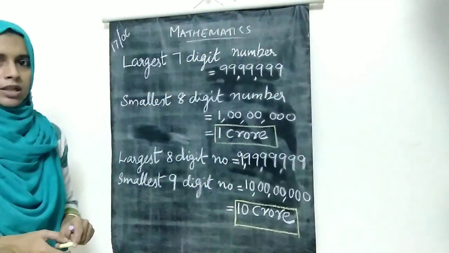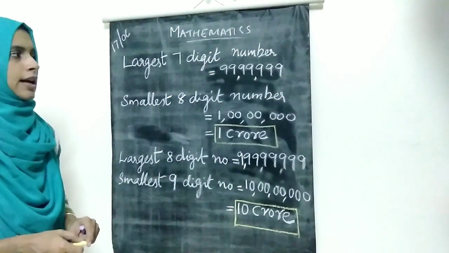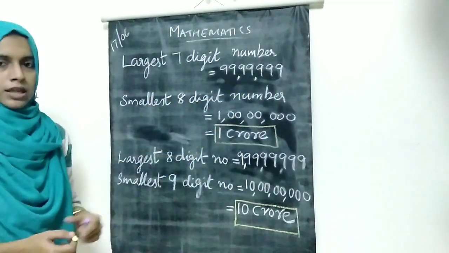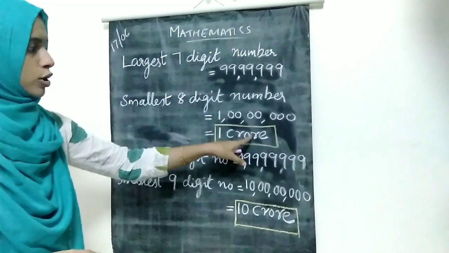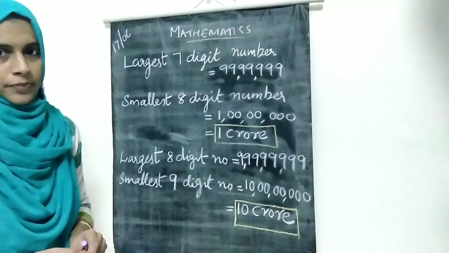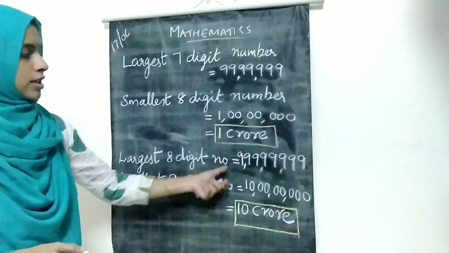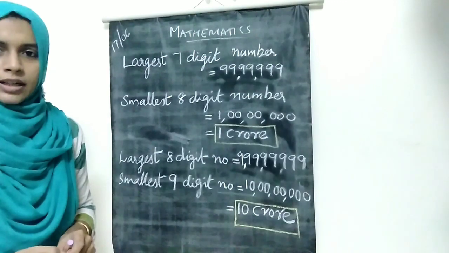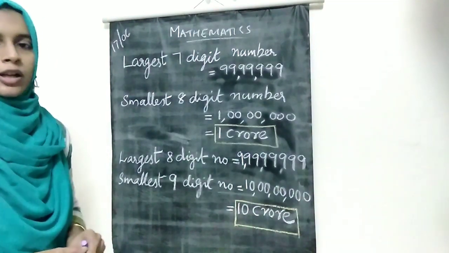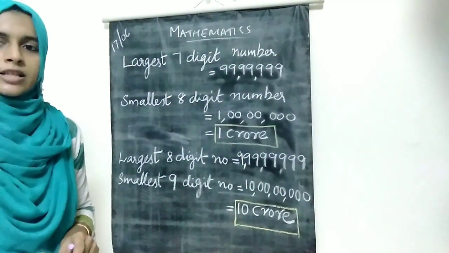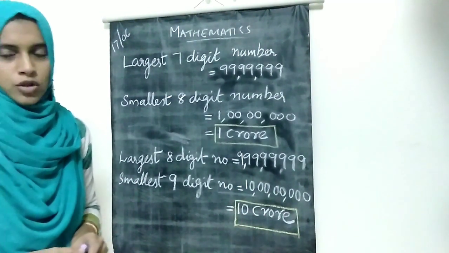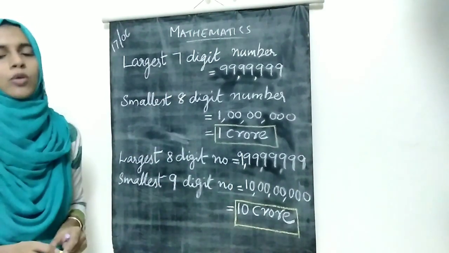Okay, now you can write this as notes. So largest 7-digit number: 99 lakh, 99,999. Then smallest 8-digit number: when you add 1 to this number, you will get the smallest 8-digit number, that is 1 crore. Now, largest 8-digit number: 9 crore, 99 lakh, 99,999. Then when you add 1 to that number, you will get the smallest 9-digit number, that is 10 crore. So all of you write this in your notebook.